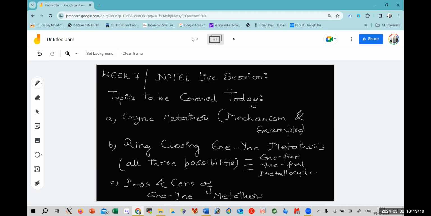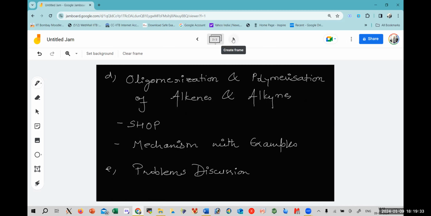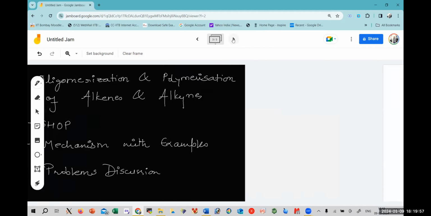The third part: when we are initiating to understand the mechanism behind enyne metathesis, we need to know what the pros and cons are compared to alkene metathesis. Once this is done, we will be talking about oligomerization and polymerization of alkenes and alkynes, the Shell higher olefin process, and its examples with mechanism. And lastly, we will be discussing some problems to give you a feel of how we have to apply these concepts in the problem solving approach. So let's start.